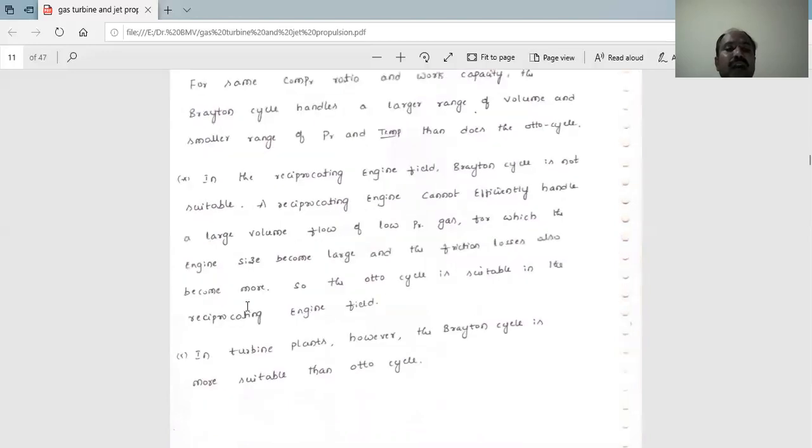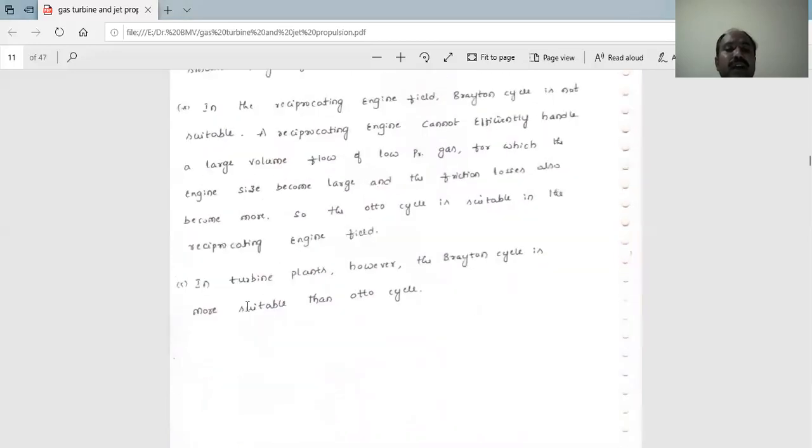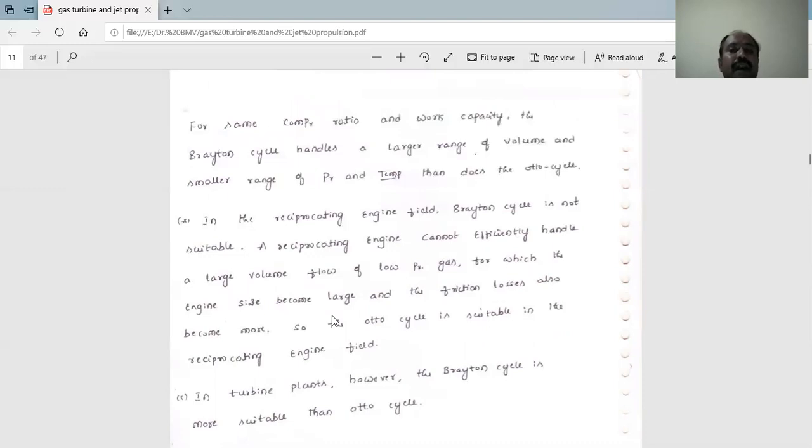Then another difference, the comparison between the Otto and the Brayton cycle: in turbine plants, the Brayton cycle is more suitable than the Otto cycle. In the turbine, the Brayton cycle is more suitable than the Otto cycle. These are the three differences existing between the Brayton and Otto cycle.